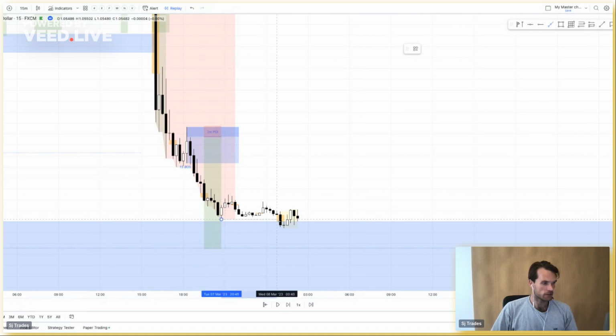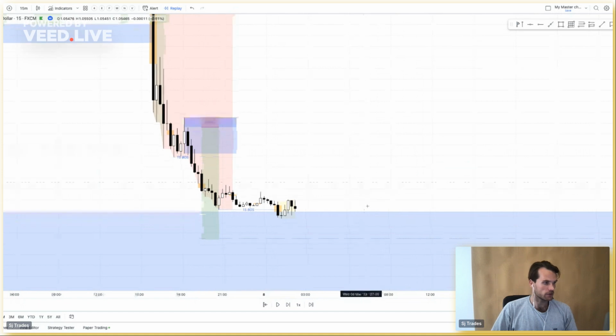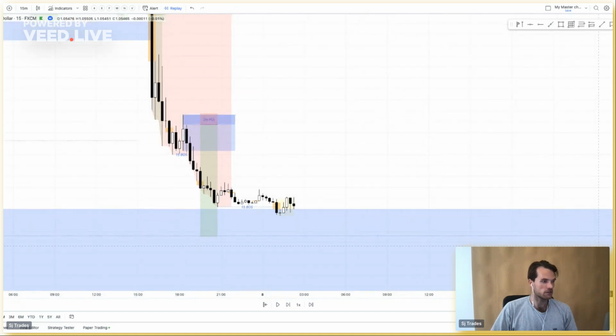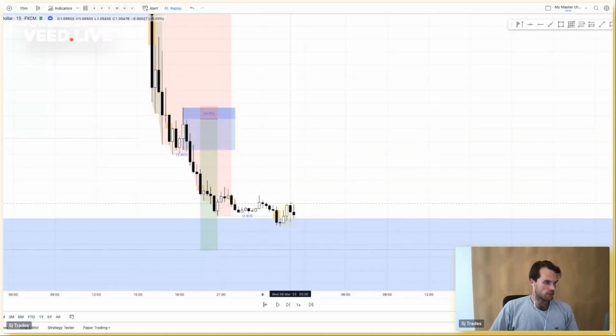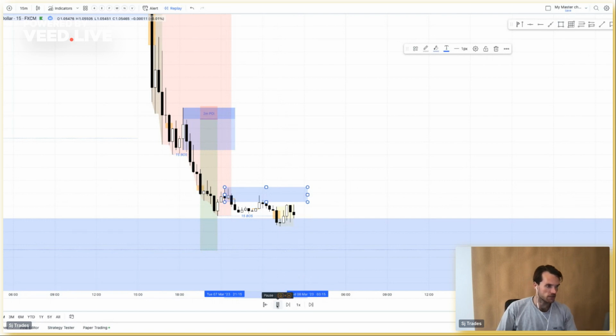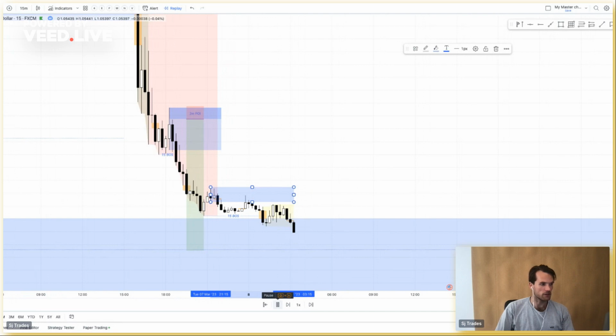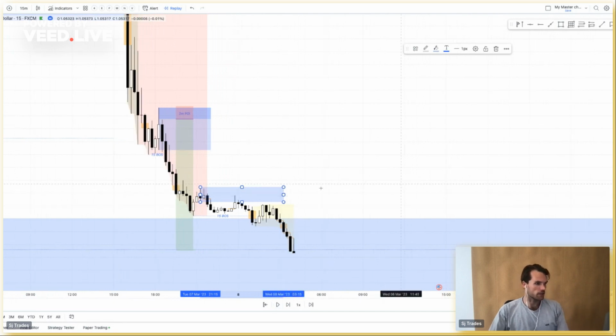Overnight market structure, we had another 15-minute break of structure. Honestly, I don't really know about Asia. I guess do they sweep liquidity or do they hold these overnight structures? Let's just see. I wouldn't put on this valid trade here. Let's see what happens. Okay, it's just continuing to dump anyway.